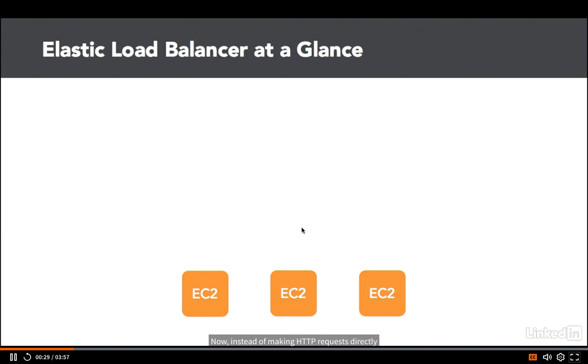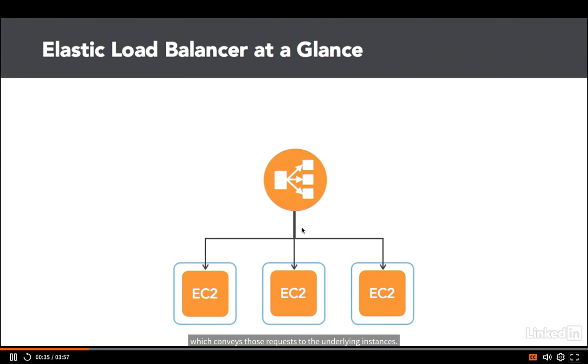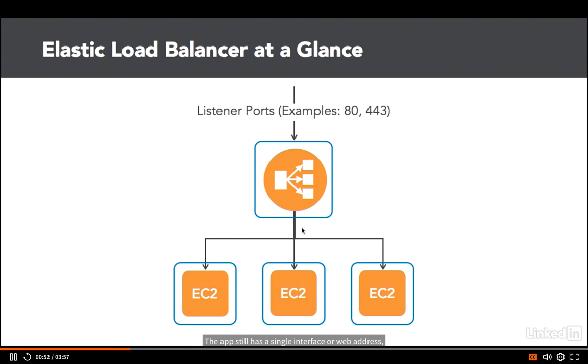Now, instead of making HTTP requests directly to an EC2 instance, your users make requests to the address of the load balancer, which conveys those requests to the underlying instances. In terms of network security, the EC2 security group should be configured to allow only web traffic from the elastic load balancer. Meanwhile, the ELB itself has a security group which should be configured to expose your web traffic. The app still has a single interface or web address, the ELB now, instead of the single EC2 instance, but it has much more capacity on the back end.